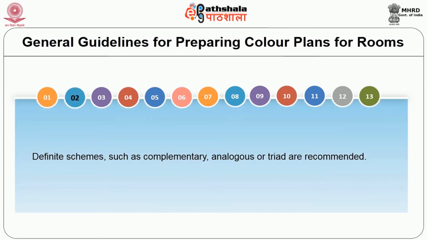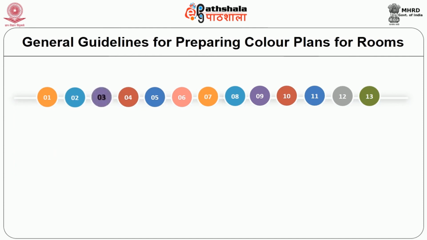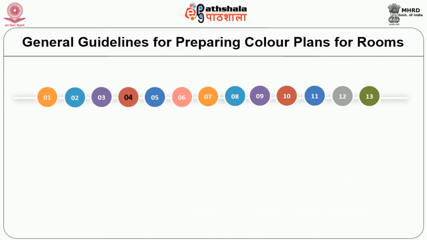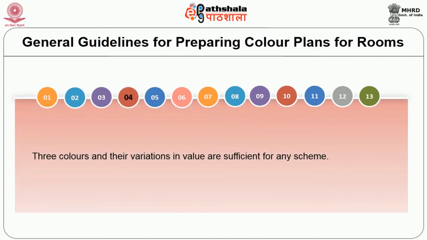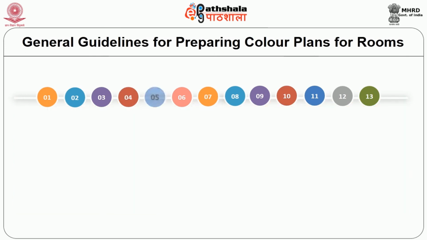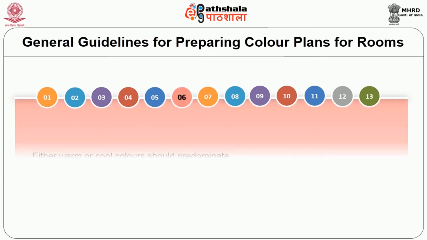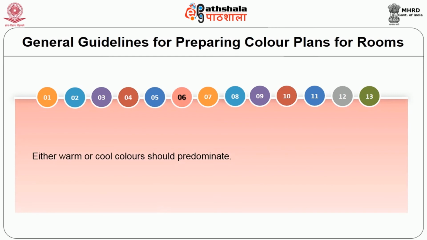Definite schemes such as complementary, analogous or triad are generally recommended. An easy scheme consists of white or off-white plus 1 or 2 clear colors. 3 colors and their variation in value are sufficient for any scheme. A scheme should be definitely dark or light. Either warm or cool colors should predominate.